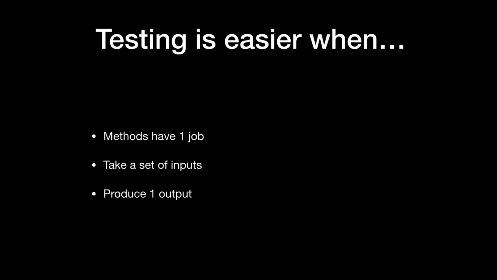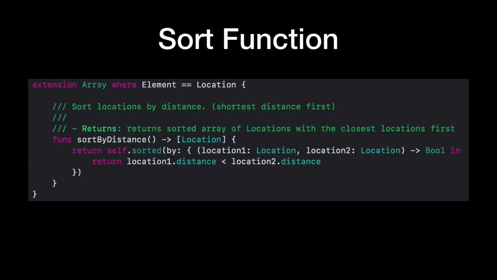Testing is typically easier when methods have one job, they take a set of inputs, and they produce one output. That makes testing a lot easier. So let's do that with this method here. We're going to pull it out, and we're going to put it into its own extension. And just like that, it's no longer private. So this should be a lot easier to test. The input is itself the array, and it has one output, just an array of locations. So that should be a lot easier to test now.